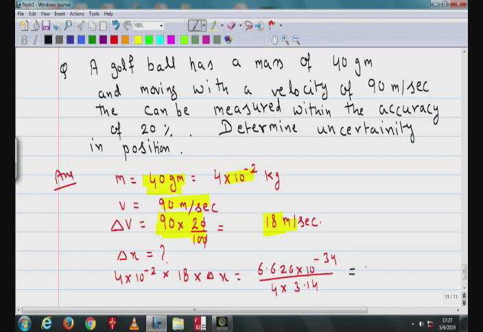I think the answer should be this one: 7.3 into 10 to the power minus 35. Is it the answer or anything else? Guys, tell me. Is it the right answer or is the answer anything else? Okay, that's cool. So guys, other students might note down the answer.